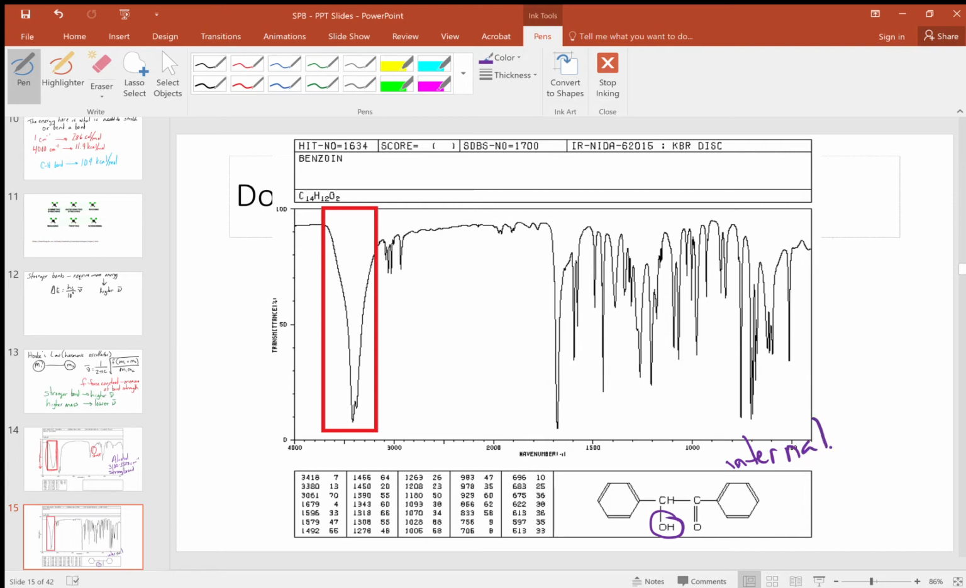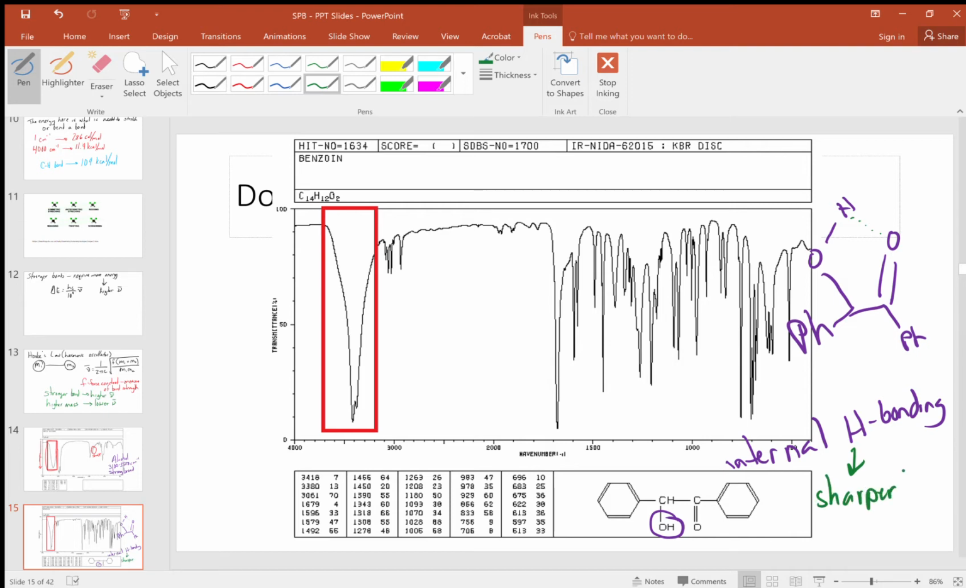Well, this molecule has internal hydrogen bonding. And if we redraw its structure, so we're using Ph to abbreviate those aromatic rings, you can see that the carbonyl here is right next to the OH group. And so we get an internal hydrogen bond between those two atoms. What that results in is a much sharper IR peak for the alcohol.